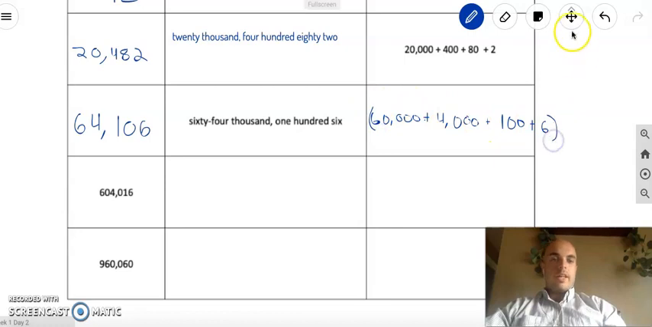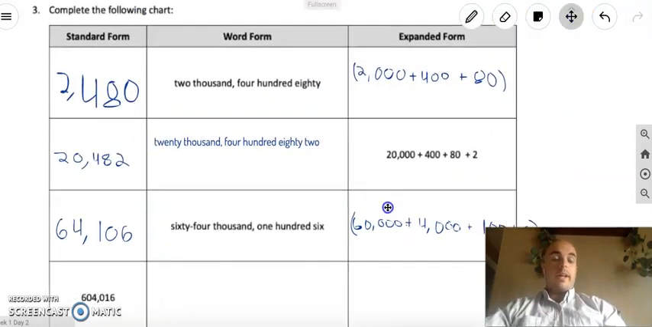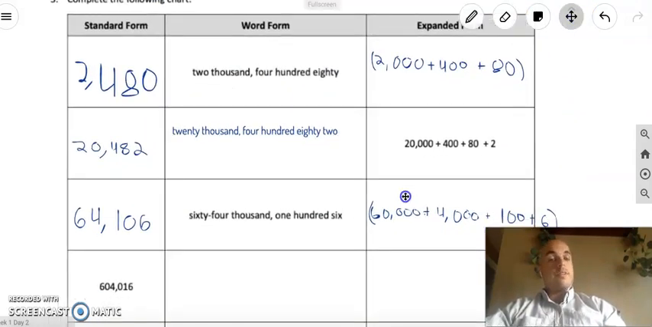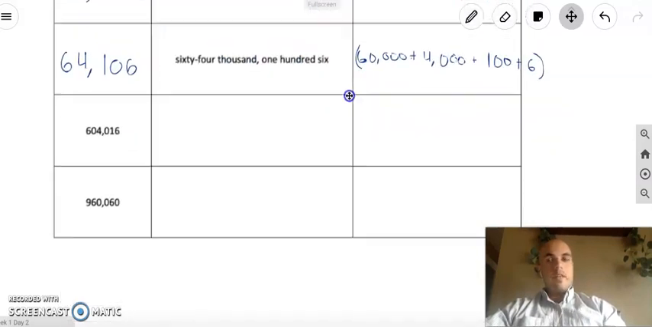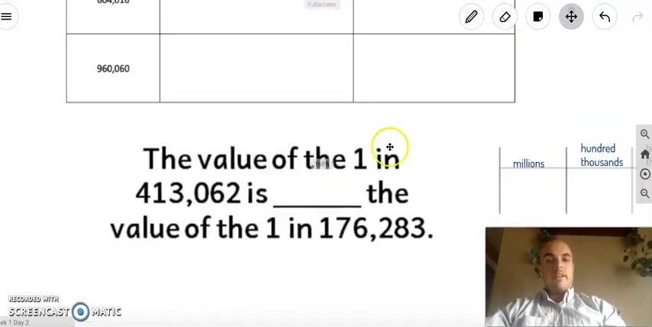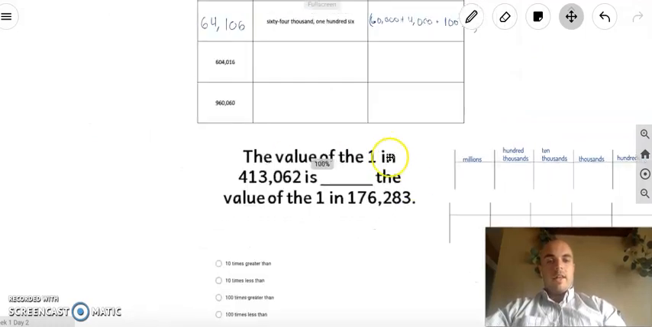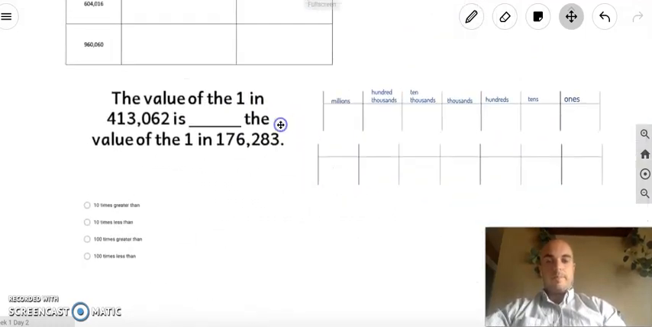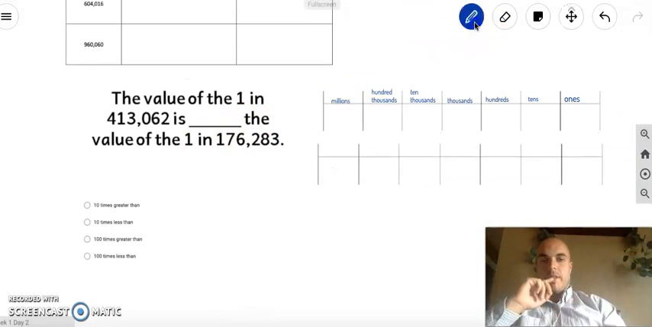So now I've got a really good idea on exactly how to take these apart, and if you need to review this, just rewind this and watch it as many times as you need to. Let's, with our remaining time, go down here and look at an example from our assessment today. So the question is, the value of the 1 in 413,062 is blank the value of the 1 in 176,283. Our choices for answers being 10 times greater than, 10 times less than, 100 times greater than and 100 times less than.